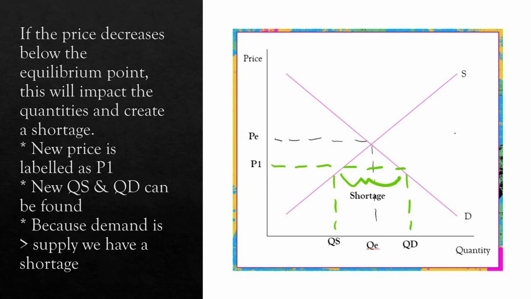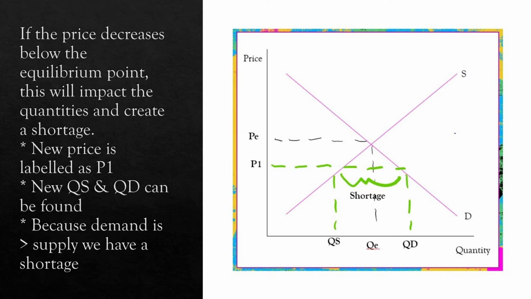We can see this when we draw our dotted lines in at P1. We have a new quantity supplied at QS. You can see the green dotted lines go across, and where it hits the supply curve, we go down. Keep going across, where it hits the demand curve, we go down, and we have a new quantity demanded. Both of these new quantities reflect our law of supply and our law of demand.